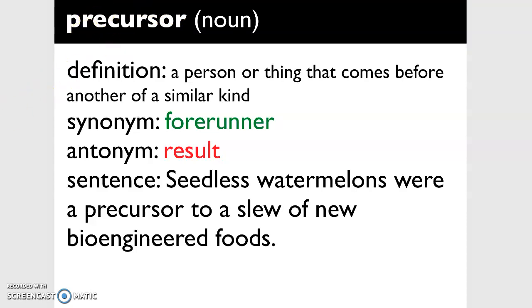So an example synonym is a forerunner. So a forerunner is something that comes before something else. The antonym would be the result or something that comes after, right? So the sentence would be, seedless watermelons were a precursor to a slew of new bioengineered foods. So seedless watermelons were like the first thing, and then there were all these other things that came afterwards.